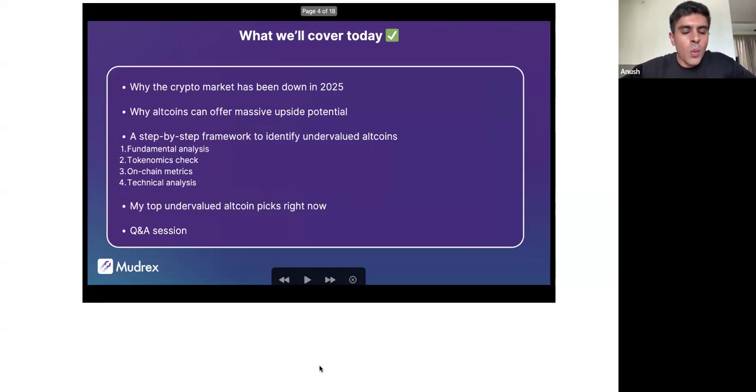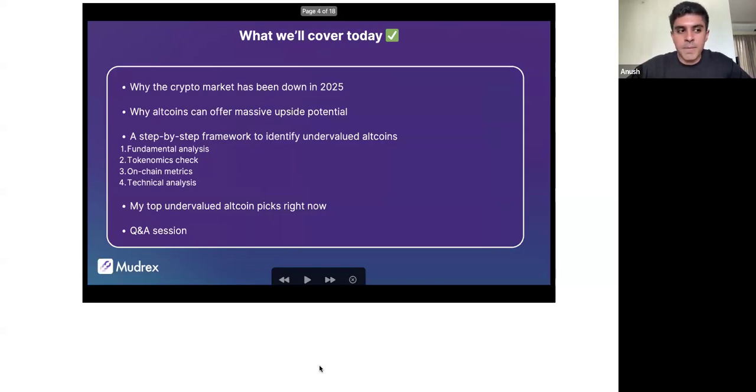You might be wondering why even bother with altcoins? Why not just stick to Bitcoin? It's safer, right? And honestly, that's a fair question. Bitcoin is a solid choice, but here's the thing. While Bitcoin might be the foundation of your portfolio, having exposure to well-researched altcoins can unlock some serious upside. We're talking about life-changing returns in some cases as well.